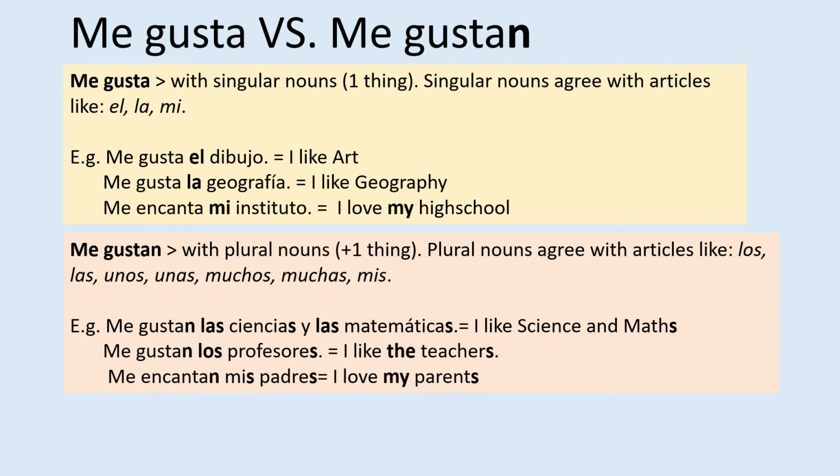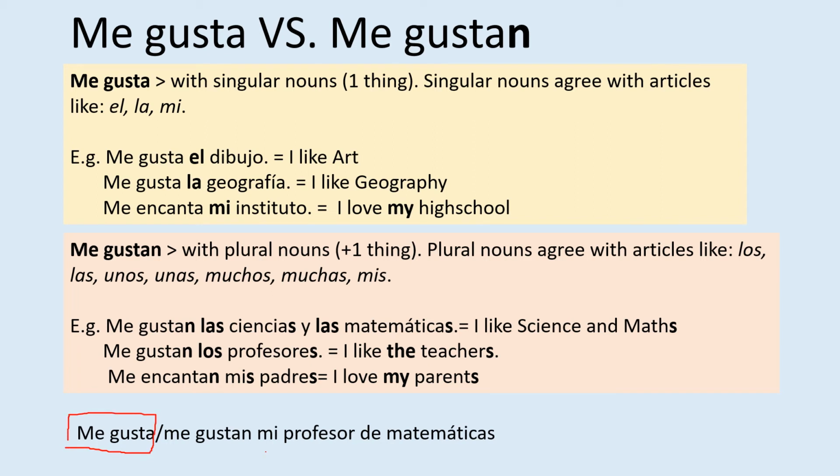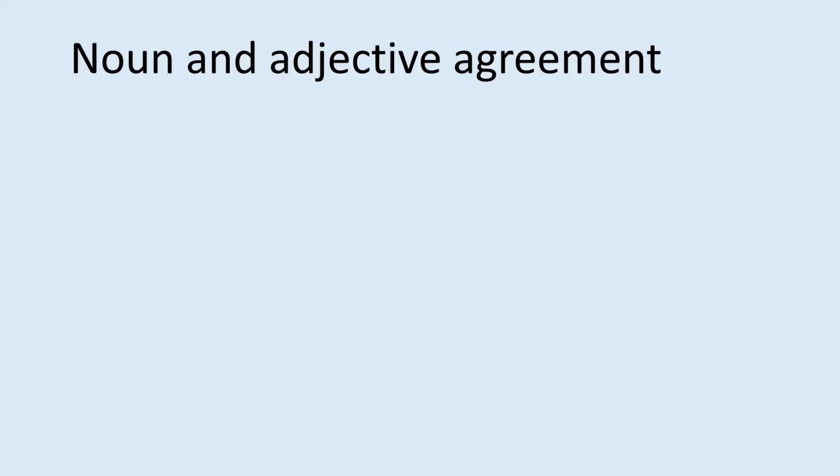Right. Let's see one example. ¿Me gusta o me gustan mi profesor de matemáticas? I give you 3 seconds. Let's see. What do you choose? And the answer is me gusta. Why? Because I'm talking about my teacher, my maths teacher. I'm not talking about the subject, so don't get confused with that. I'm talking about my teacher, and it's only one. So I'm choosing me gusta.